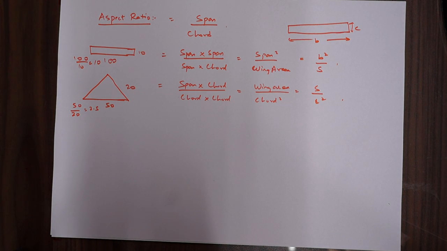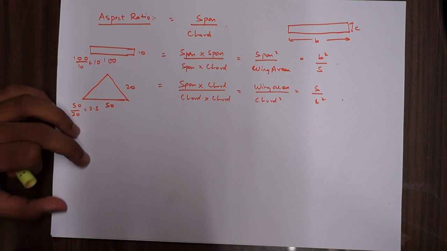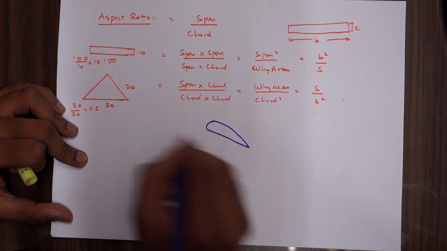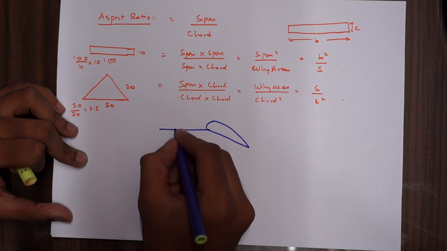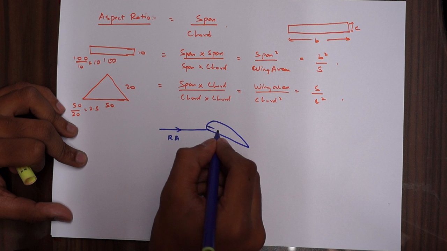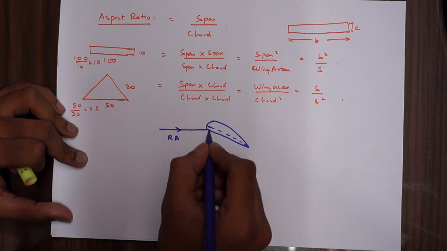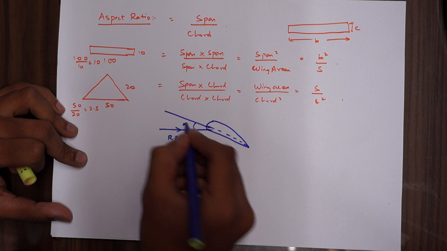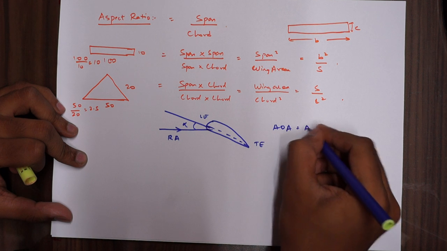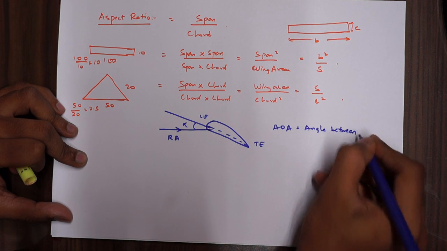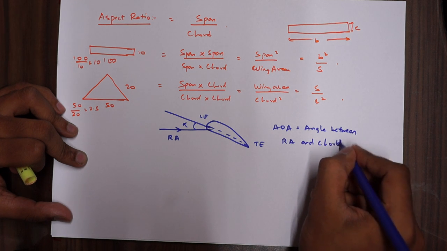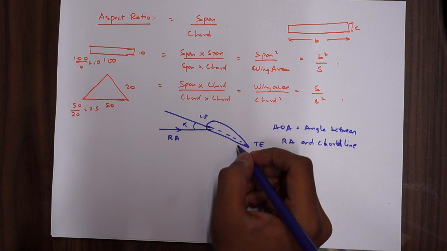Now we'll discuss angle of attack. So I'll draw an aerofoil. This is your relative airflow, and if you remember, this is the chord, the leading edge, the trailing edge. Angle of attack is the angle between the relative airflow and the chord line. This is the angle of attack.